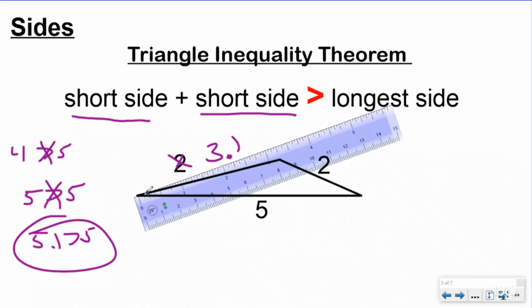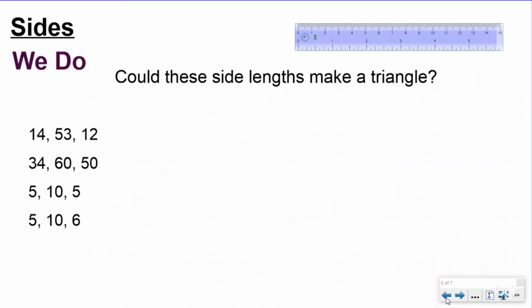So if the two short sides aren't long enough, then they won't be able to connect and make that triangle. So the Triangle Inequality Theorem: the sum of the two short sides has to be greater than the longest side. So you're going to get questions like this. Here I have 4 different measurements. Could these side lengths make a triangle? Here my two short sides are 12 and 14. So is 14 plus 12 greater than the longest side of 53? Obviously the answer for that would be 26. 26 is not greater than 53, so this could not make a triangle.